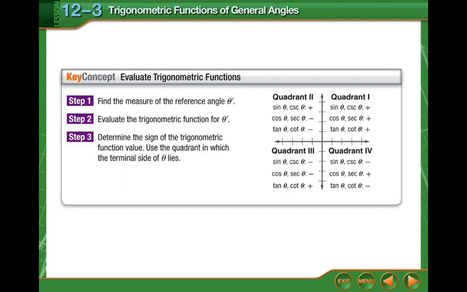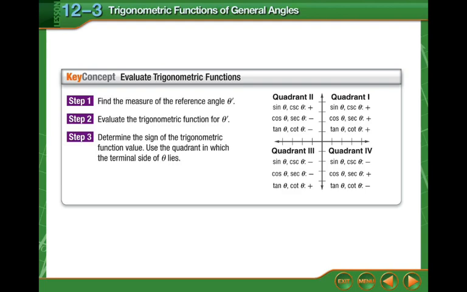So evaluating trig functions at different angles there. So first we need to find the reference angle, and then we're going to find the trig function for the reference angle, and then figure out what the sign would be based on where on the graph it is, what quadrant we're in.